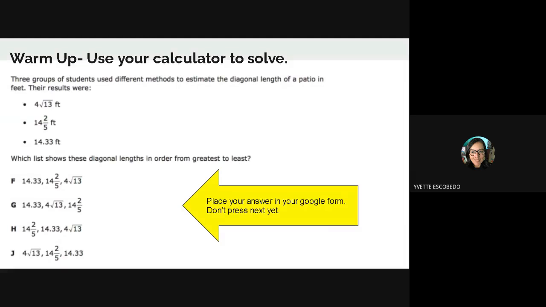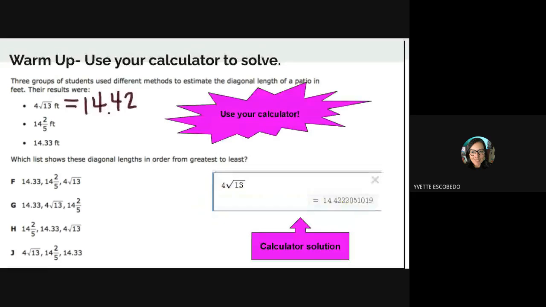So for your warm-up, you're going to use your calculator to solve. 3 groups of students use different methods to estimate the diagonal length of a patio in feet. Their results were 4 times the square root of 13 feet, 14 and 2/5 feet, and 14 and 33/100 feet. Which list shows these diagonal lengths in order from greatest to least? So make sure you use your calculator.